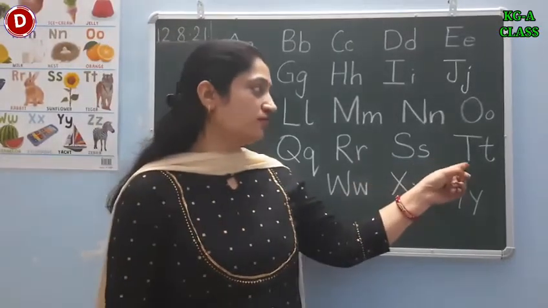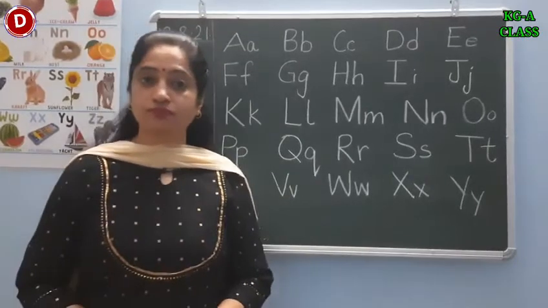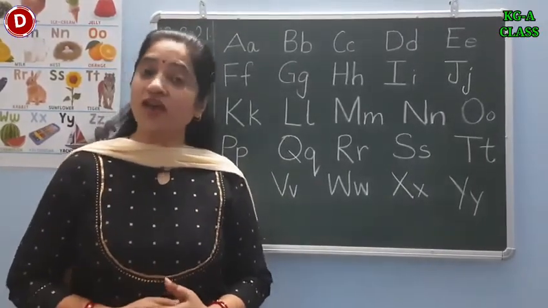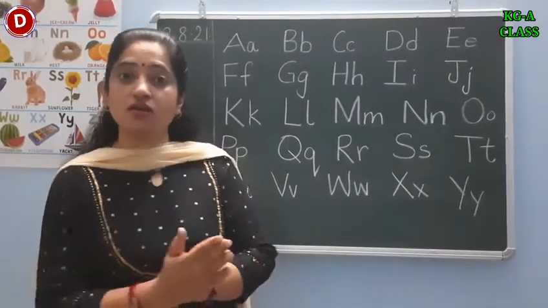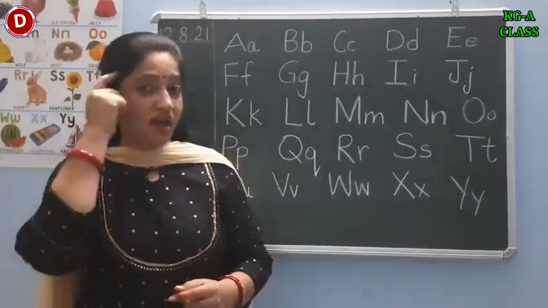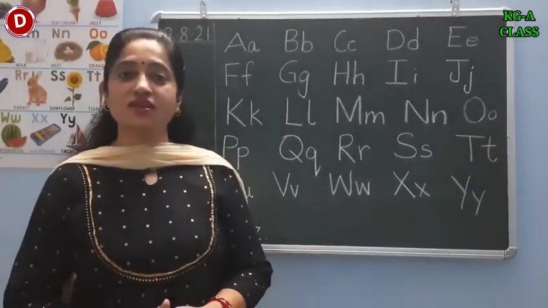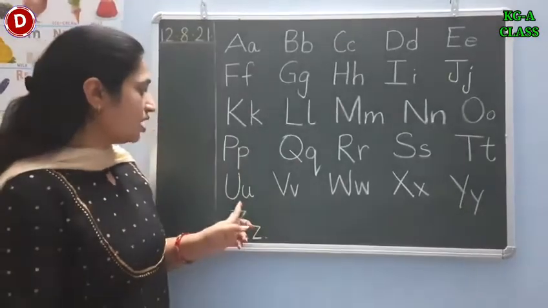Now comes T, children. This is capital T and this is small t. T says t. When I watch the tennis game, my head goes back and forth. So, this is the sound of letter T. T says t. Now comes U, children.